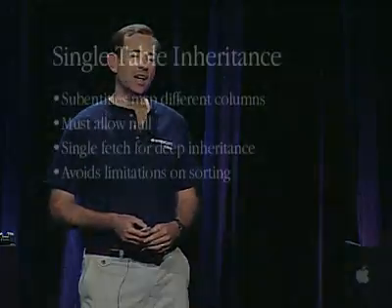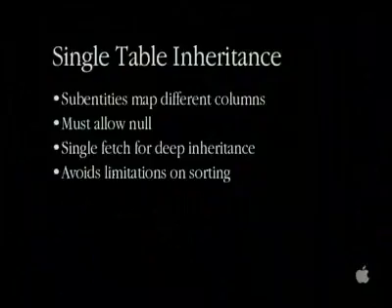The big advantage is we can do a single fetch for deep inheritance. So we only have to issue one select, get all the values out of the table, and then we can assemble those into the correct kind of subentity class. And this also avoids a limitation on sorting. When you're doing horizontal inheritance and you're trying to sort, we're actually issuing multiple select statements to the database, each of those is sorted, but you don't have an overall sorted result. So that's a little bit of a problem in horizontal inheritance. Single table inheritance, of course, since we're doing one select, you'll get the natural result back.